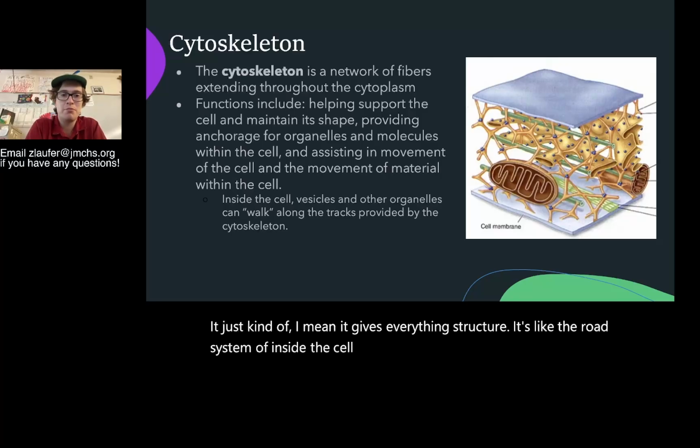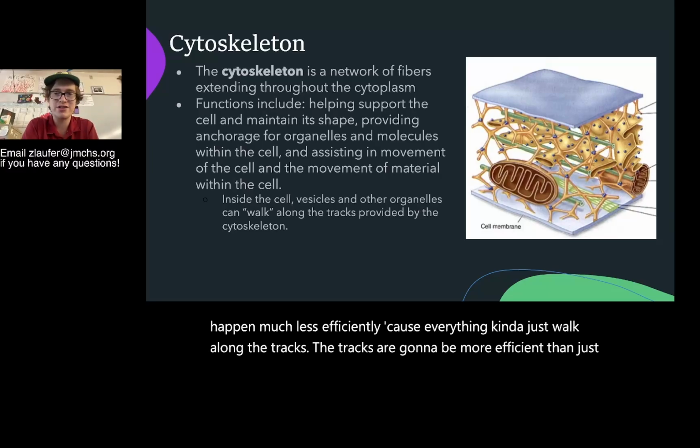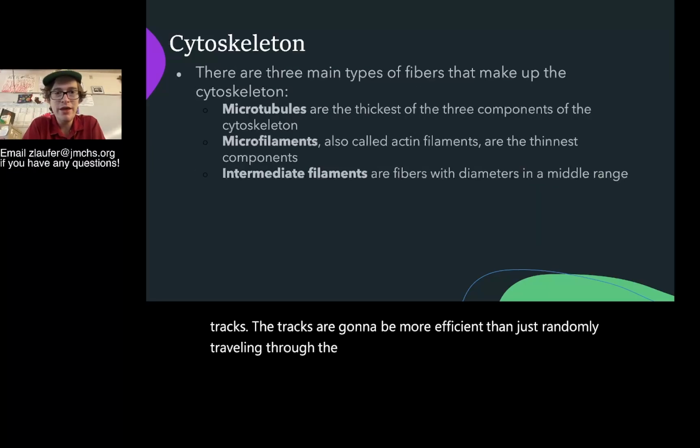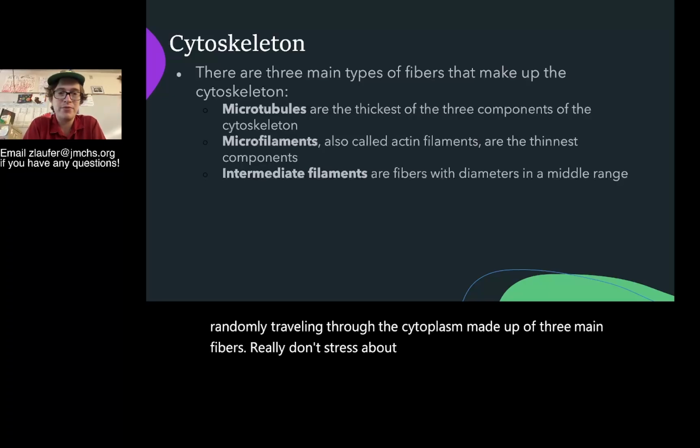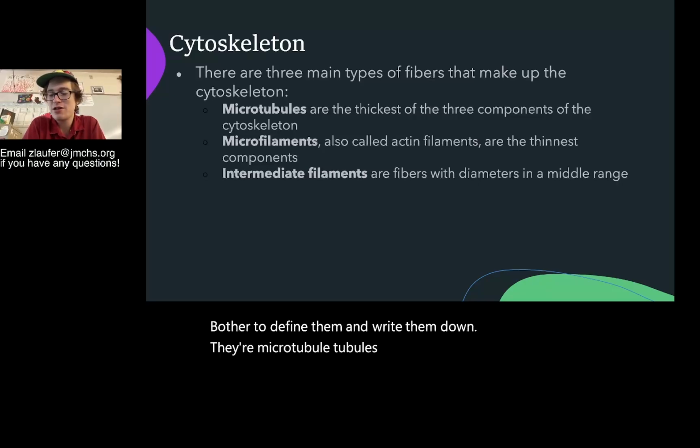Without it, everything would happen much less efficiently, because everything can just walk along the tracks. The tracks are going to be more efficient than randomly traveling through the cytoplasm. It's made up of 3 main fibers. Really don't stress about these. I wouldn't even bother to define them and write them down. They're microtubules, microfilaments, and intermediate filaments.